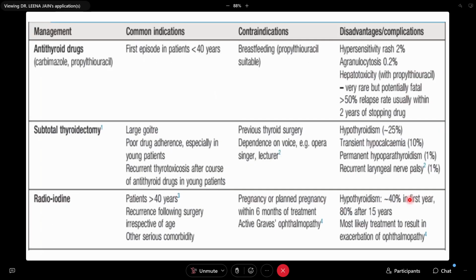Then monitoring. Somebody was asking me about the previous slide, so I am showing this slide again. If at all you people want, I can share this lecture, if any group is there, I will share this lecture on that group.